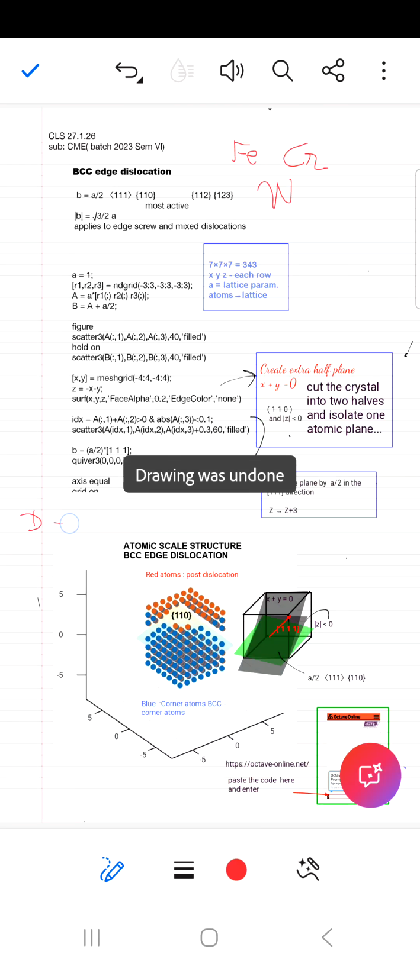So, to summarize, an edge dislocation in a BCC crystal is created by an extra half plane of atoms, characterized by a Burgers vector of a/2 <111>, usually gliding on {110} planes. It produces compressive strain above the slip plane, tensile strain below, and its movement governs the mechanical behavior of the material.